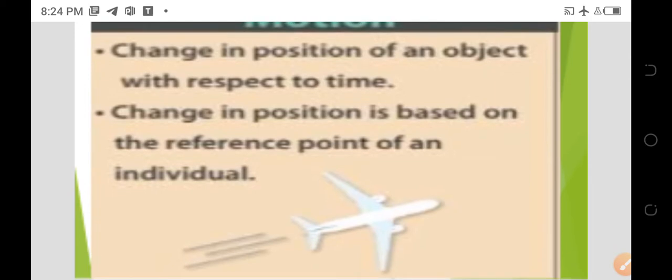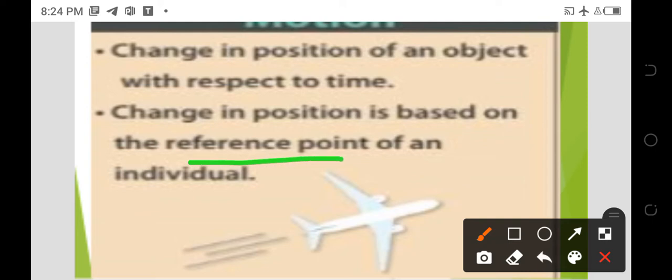Change in position is based on a reference point. So here, how can you predict the change in position? Of course, the change in position can be considered on the basis of a reference point. That means that which is going to be compared is called the reference point. So here, a body which is having certain motion will have certain equations, and those equations are called equations of motion.